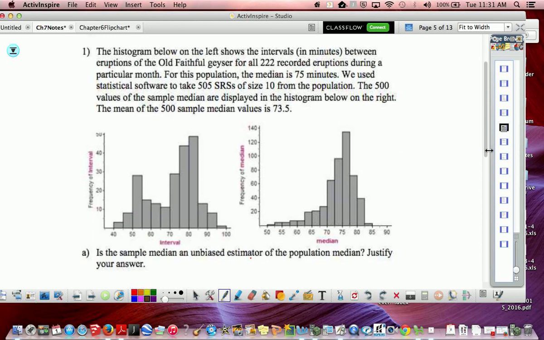All right, so in this example it says, the histogram below on the left shows the interval in minutes between eruptions of the Old Faithful geyser for all 222 recorded eruptions during a particular month. For this population, the median was 75 minutes. So here on the left, you have your population distribution, where the median of this distribution was equal to 75.